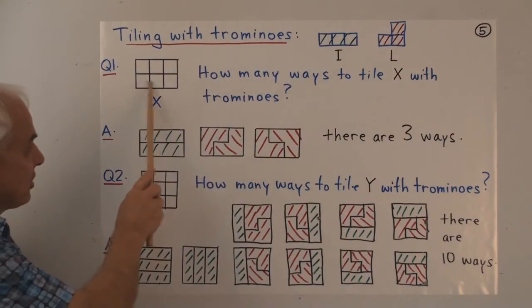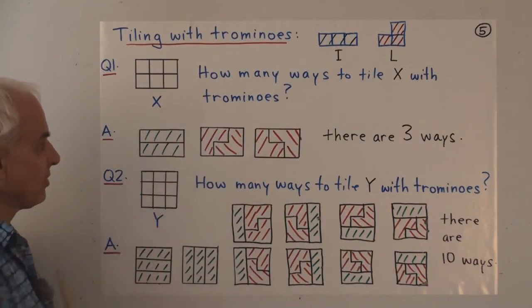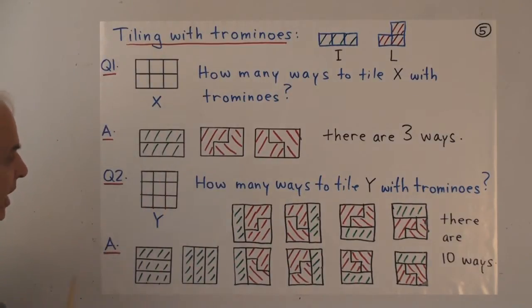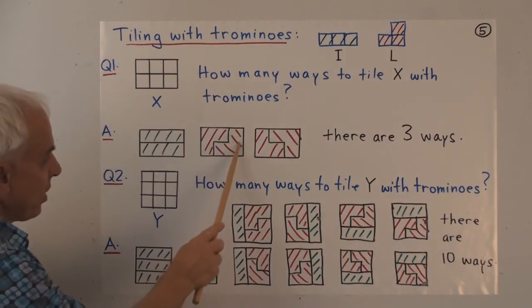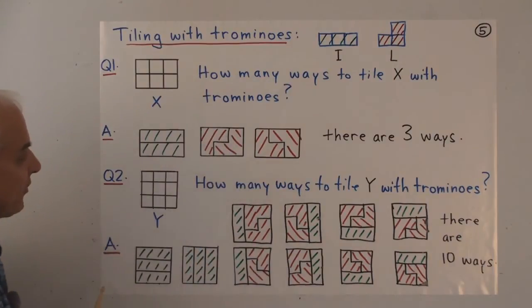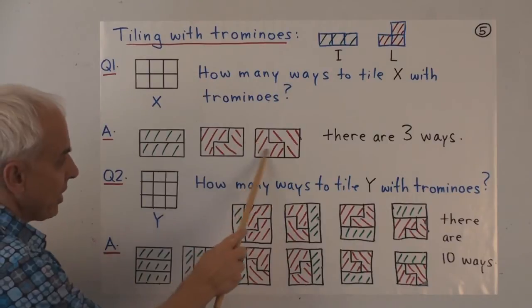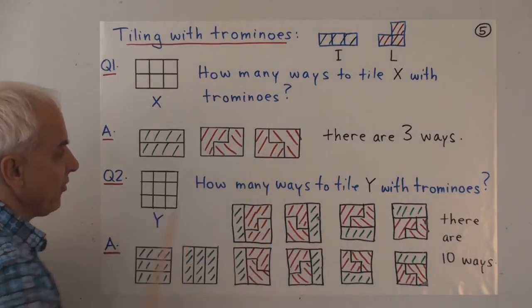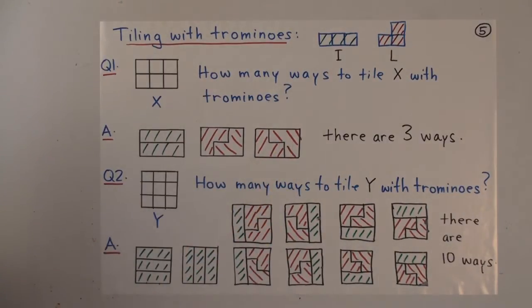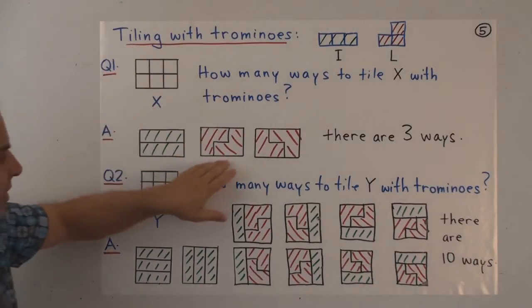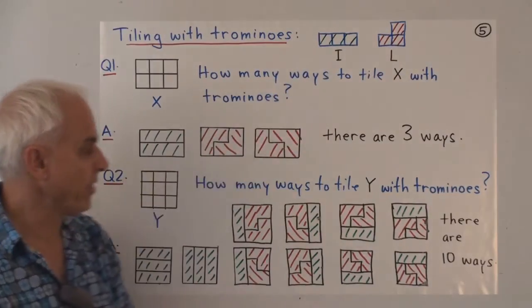One way is to use 2 I-shaped trominoes laid one on top of the other, just like this. And the other 2 ways are to use 2 L-shaped trominoes, one like this together with one like this, or essentially this one flipped over, one in this position and one in this position. So, 3 different ways of tiling this particular rectangle in terms of these 2 trominoes.